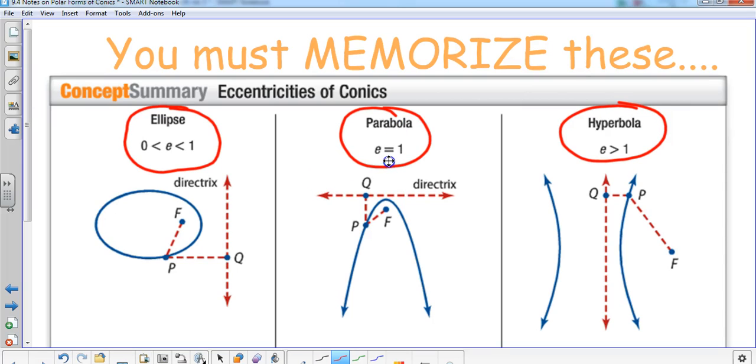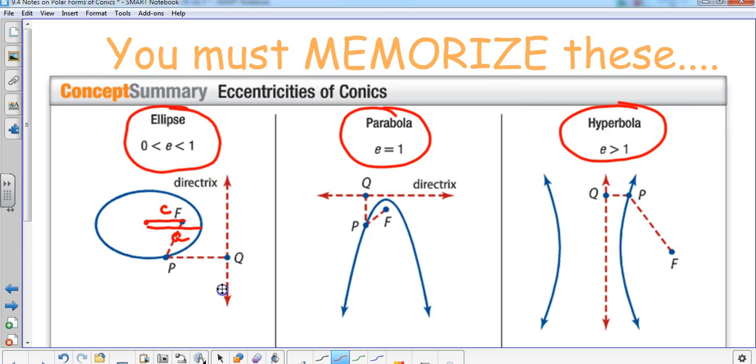Eccentricity of a parabola is 1 because there's only one focus and one vertex. The eccentricity definition, again, is the distance to the focus divided by the distance to the vertex. From the center here, there's C, and this would be A. So when we put C over A, we get less than 1.